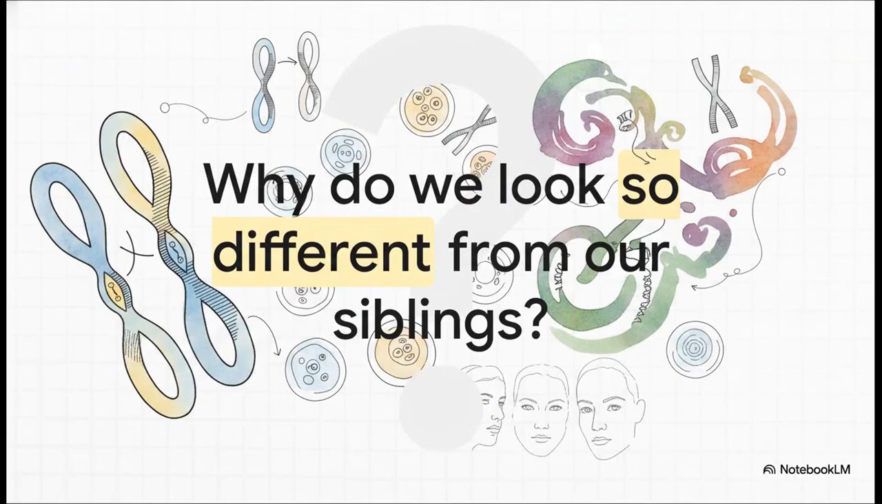Which naturally leads us to a final, profound question to wrap up this explainer. If you and your siblings inherit the exact same gene pools from the exact same parents, why do you look so remarkably different? Well, the answer lies right there in the microscopic machinery we just explored. Genetic recombination and crossing over during meiosis mean that the genetic deck of cards is shuffled differently every single time. It is the microscopic engine driving human uniqueness.